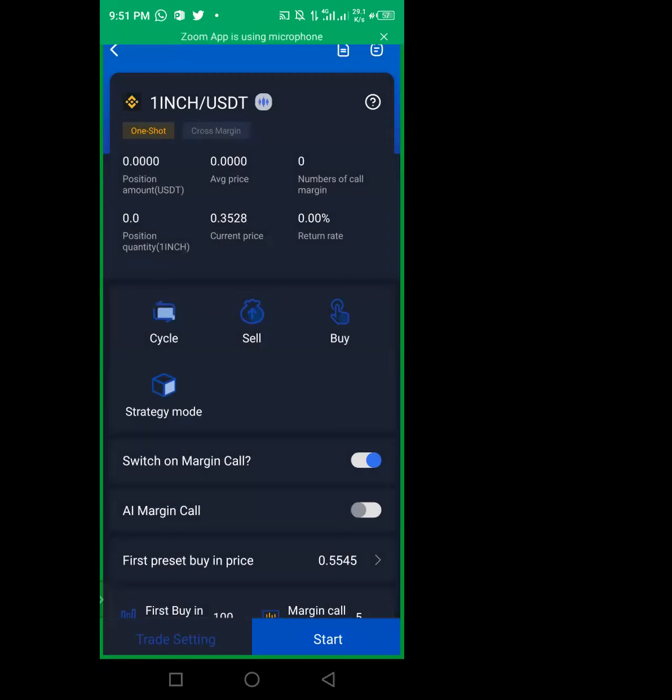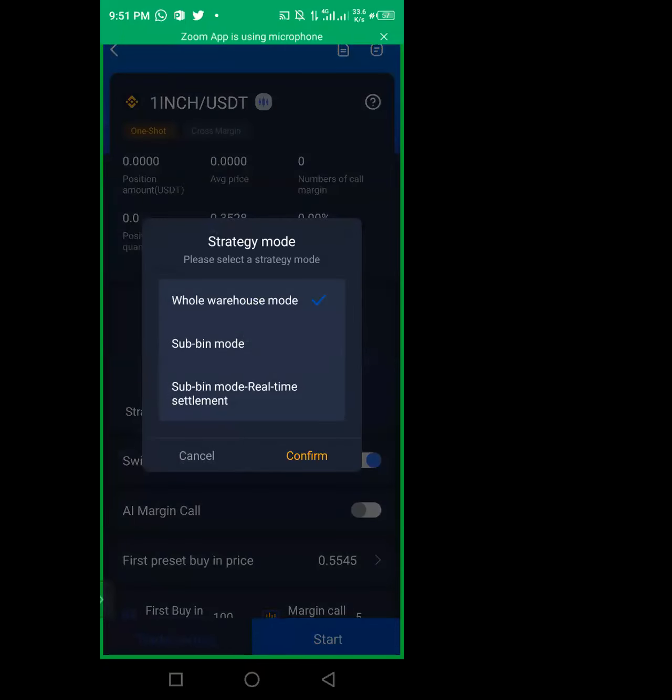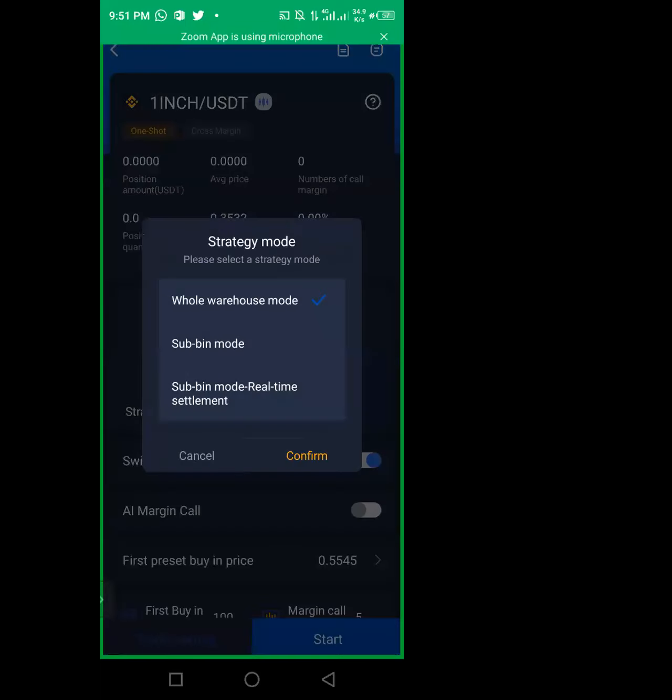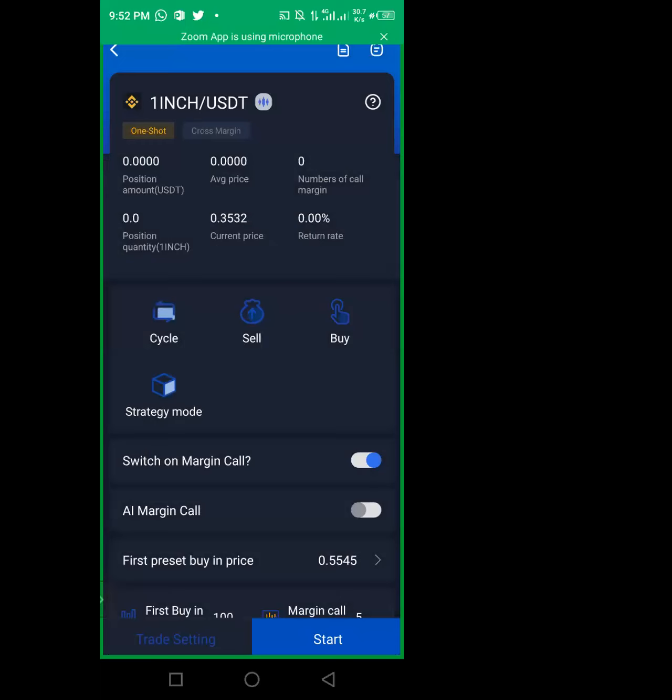If the coin drops and buys your margin 5, you cannot change your strategy mode again. Once it has bought more than your 4 and enters 5, you cannot change to this sub-in mode again. You wait until the coin sells everything as whole warehouse mode before you can start making profits.